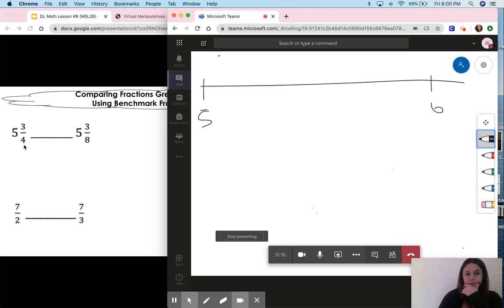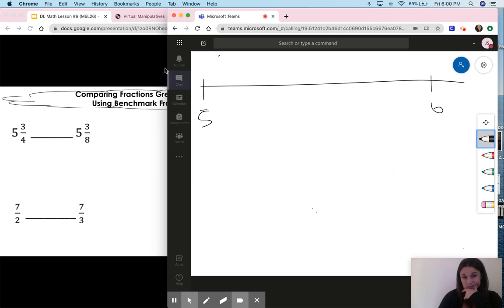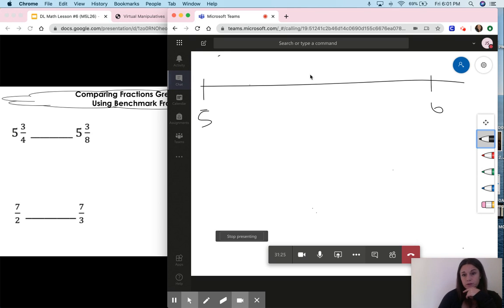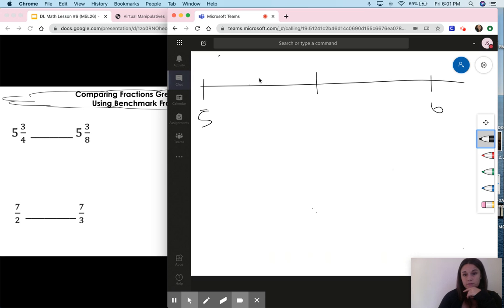Now we have to figure out where 5 3/4 is. So what do I have to partition this chunk between 5 and 6 into? 4ths. Great. Half, then 4ths, like we always do in class. That gives you easy 4ths. Where's 5 3/4? Plot it. Great. 5 3/4 is here at the 3/4 line.